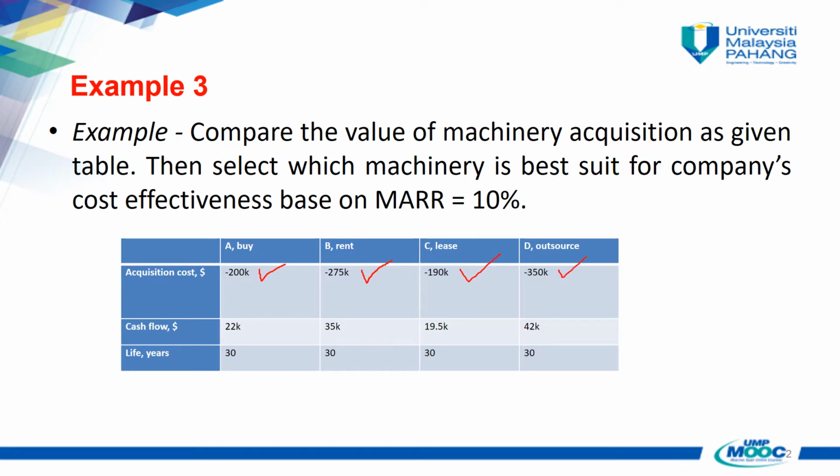And once we have these options, we see that the cash flow for buying the machinery is 22,000. For the rent it is 35,000, for the lease 19,500, and for the outsource 42,000. Each of the others is lesser compared to the outsource because of the operating cost. And each option can be used for up to 30 years. Okay, let's see the solution.